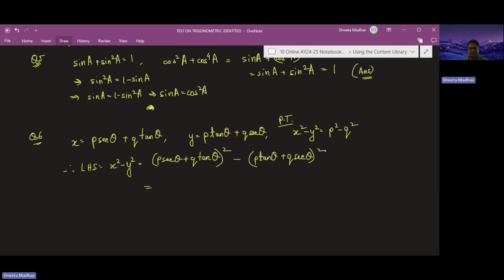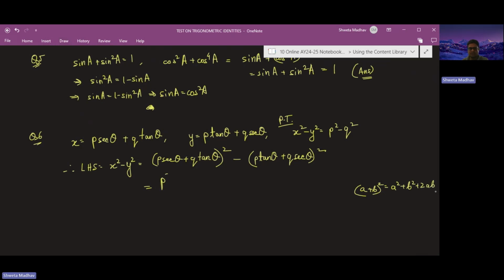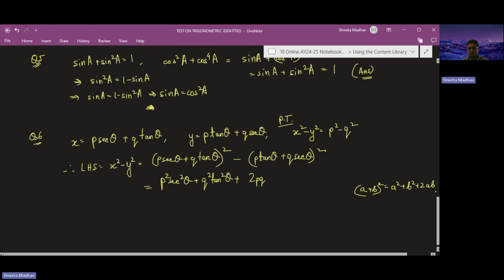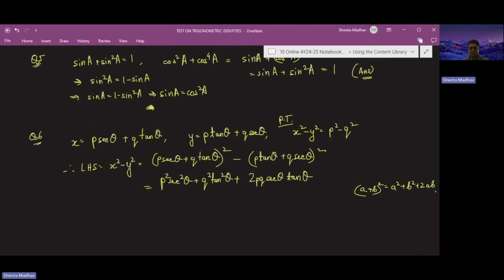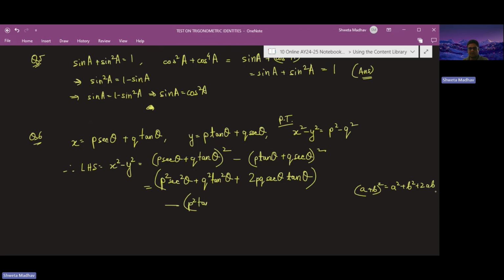Now we know that a plus b whole square is a square plus b square plus 2ab. So this will be equal to p square secant square theta plus q square tan square theta plus 2pq into sec theta tan theta, and minus of this, which will be p square tan square theta plus q square secant square theta plus 2pq sec theta tan theta.